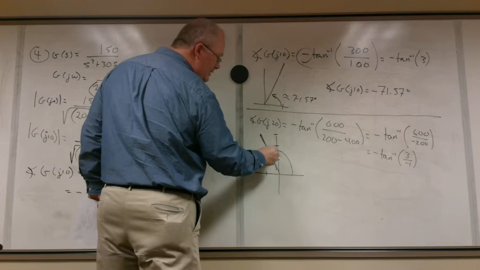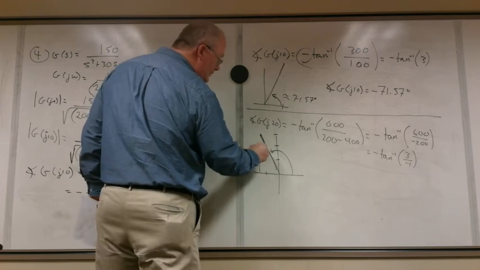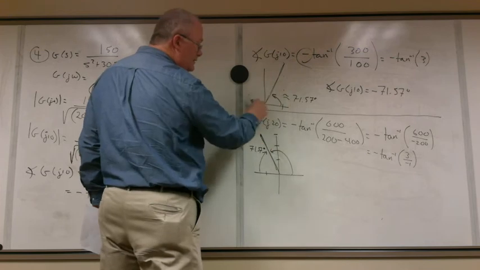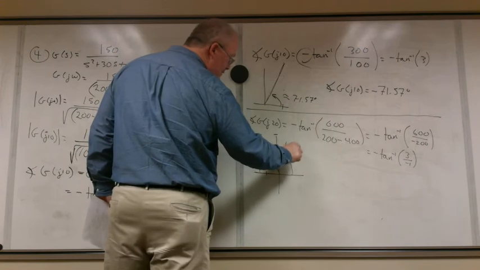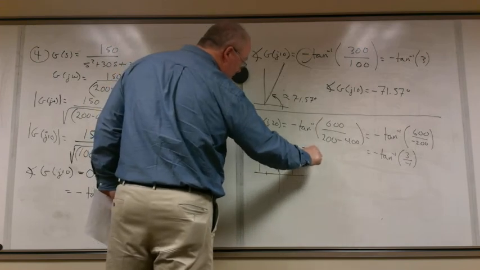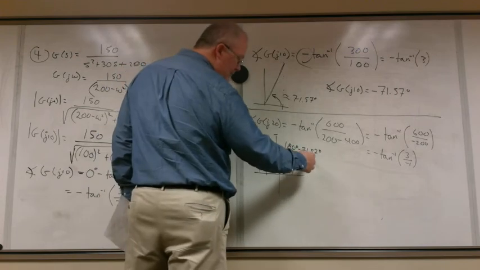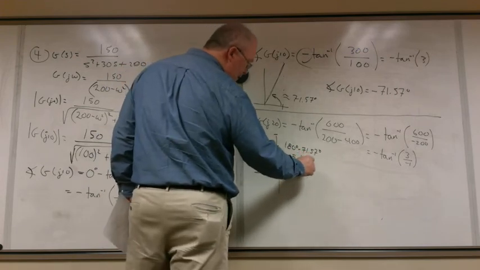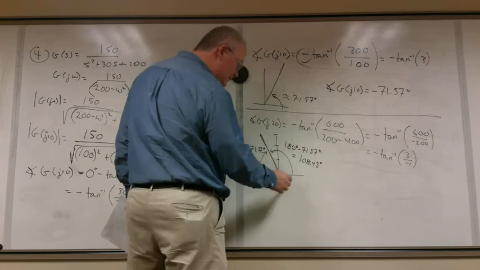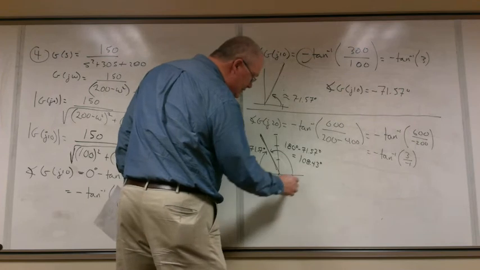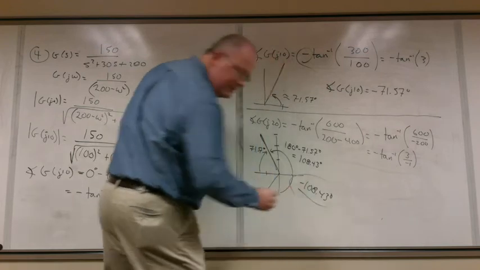So what we have right here, over on this side, is going to be 71.57 degrees. If 3 over 1 is over there, then here we go, that's 71.57 degrees. So this side is equal to 180 degrees minus 71.57 degrees, which is essentially 109 minus 0.57, so 108.43 degrees. Okay, that's this angle. And so this angle down to here is going to be minus 108.43 degrees.